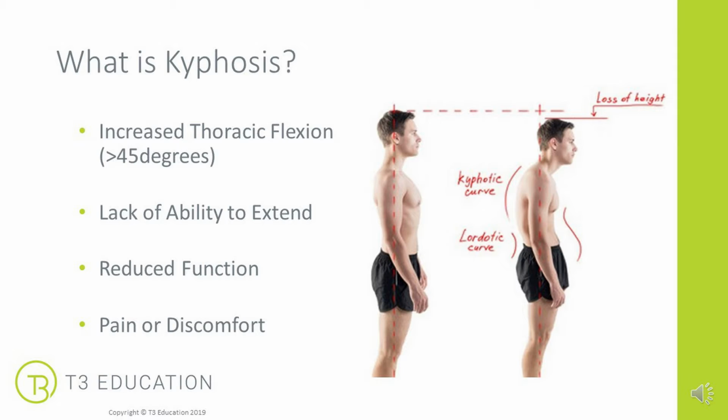The definition of kyphosis is greater than 45 degrees of flexion in the thoracic spine. Also, this might be seen with a lack of ability to extend. Your clients might be coming to you because they struggle to get into that extension and it affects their mobility. They might also have discomfort or pain in the spine, between the shoulder blades, in the shoulders, in the neck. It depends on your client. But on your assessment, it might be clear that this increased flexion through the thoracic spine is part of the problem that you wish to resolve.